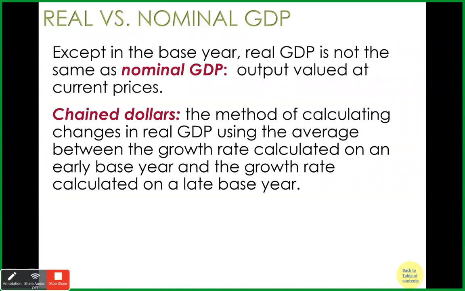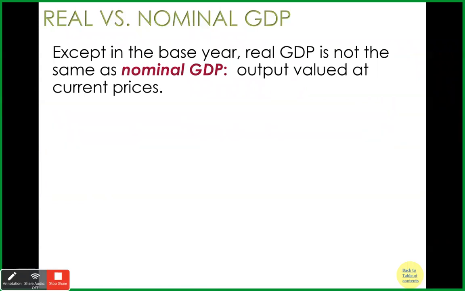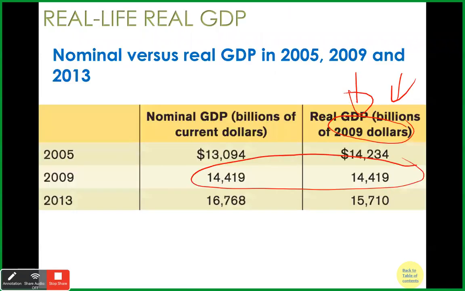Now, sometimes you have some complications. What are the complications? Let's go back to the previous example, or even look at it here. What happens is you use 2009 as the base year, you get this number. And why do we care about real GDP? Usually we care about the change in quantity.